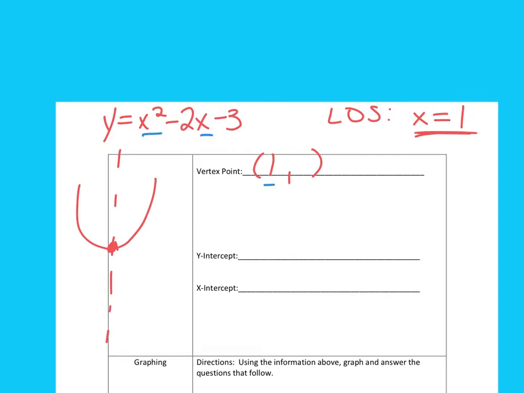And my calculator will do that for me. So y is going to equal 1 squared minus 2 times 1 minus 3. And what will that give me? Negative 4. Does everybody agree? Yeah. Okay. Cool. So I now have my vertex point. And now I just need y-intercept and x-intercept.